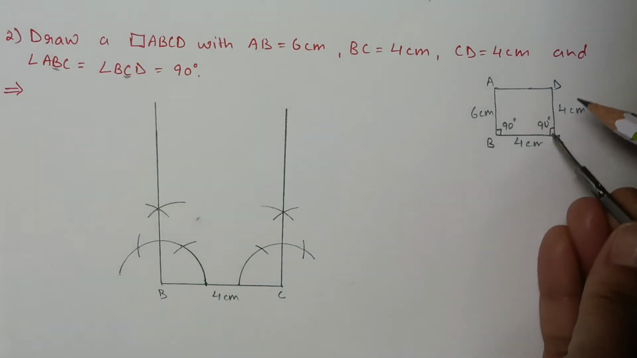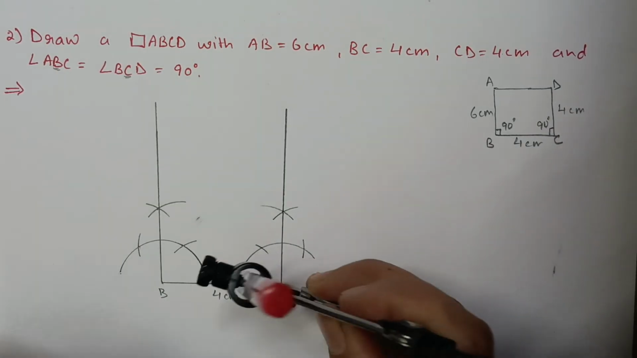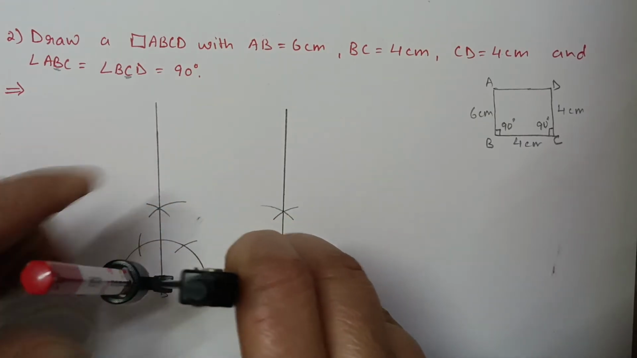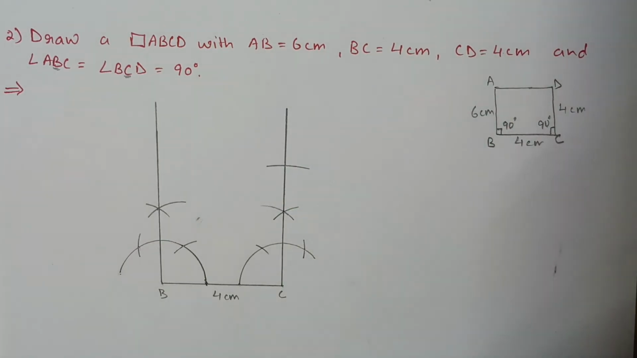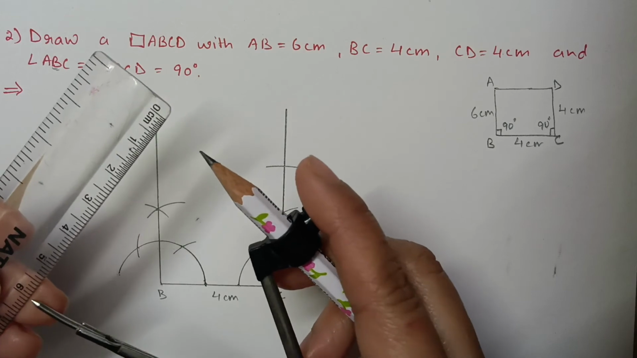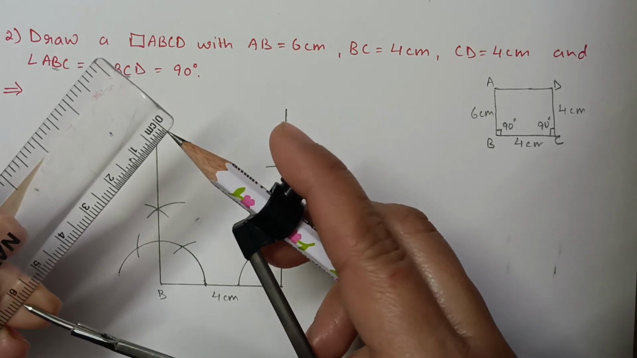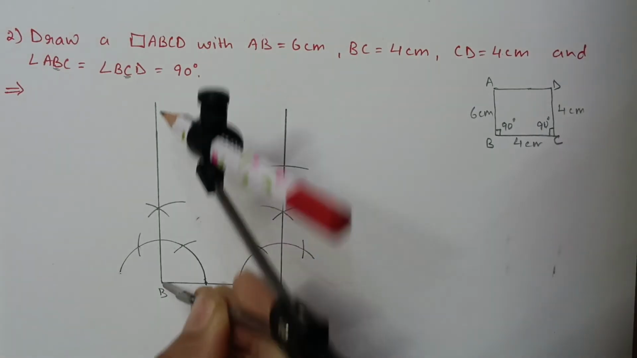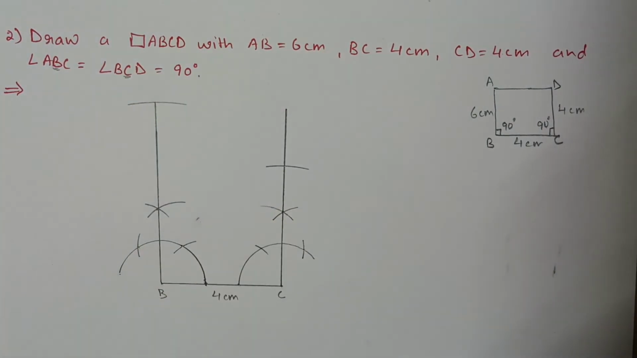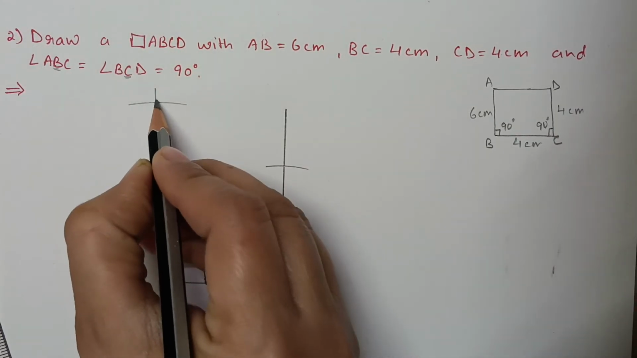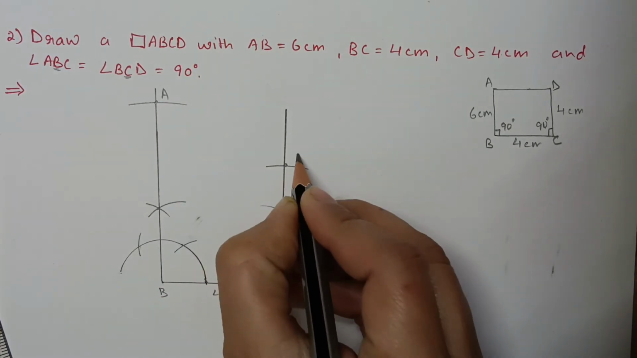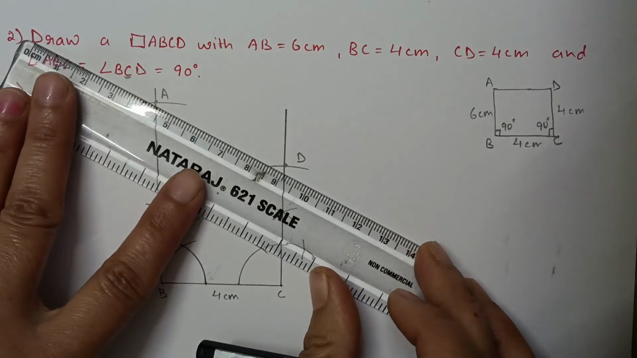After this, next C to D is 4 cm. So C to D you can measure from here. BC is also 4. So take 4 cm distance in your compass and put one arc. Then second, you have to take A to B 6 cm. So take 6 cm distance in your compass, measure with the help of the scale, and from B put one arc. Wherever this arc is cutting this line, that is point A and this is point D. Join A to D.